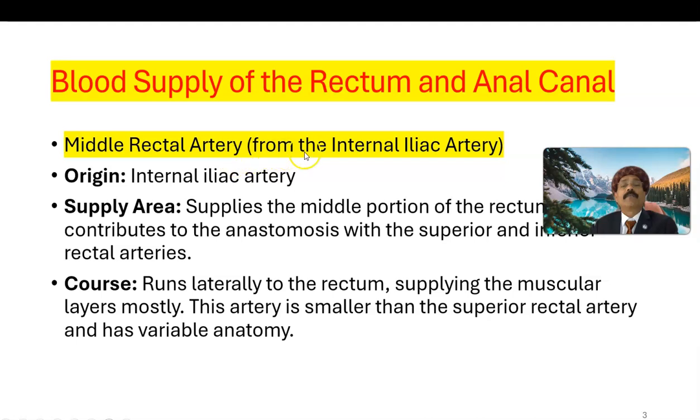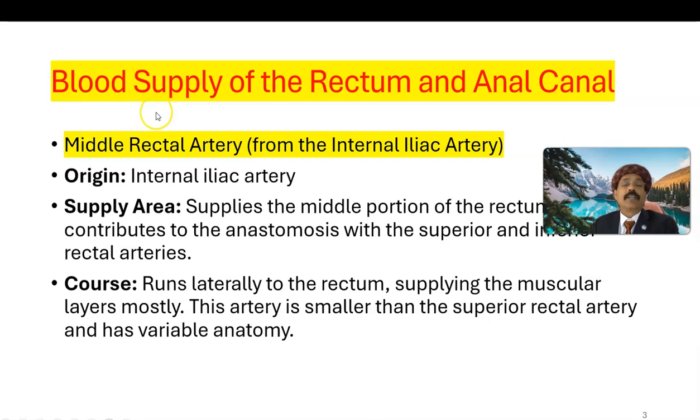The middle rectal artery from the internal iliac artery is not very big. It is a small artery. Sometimes it may be inconstant, and may not be present, particularly in females. It may not only arise from the internal iliac artery, it may arise from the inferior vesical artery, or even from the internal pudendal artery.